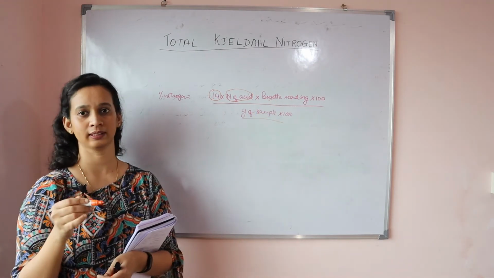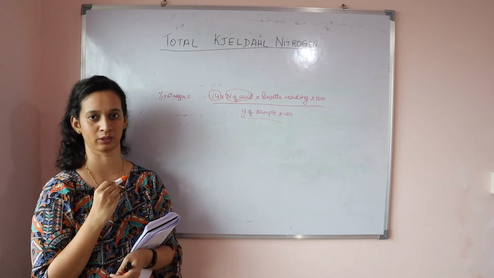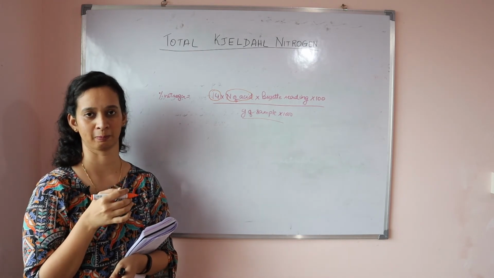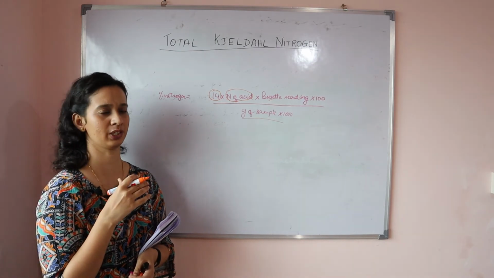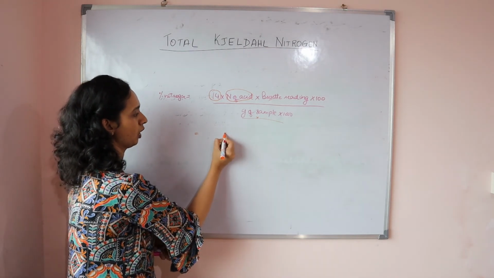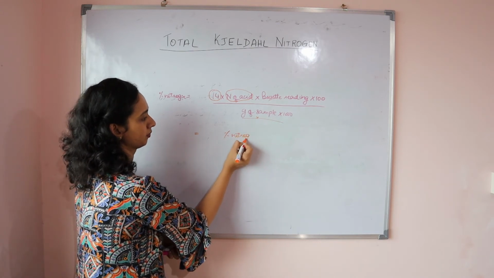That average needs to be inputted here. Gram of sample is how much sample you have taken during the digestion process. For example, you have taken 2 grams or 1 gram of sample. In such a case you need to input that here. And this will give you the percentage nitrogen which is present.